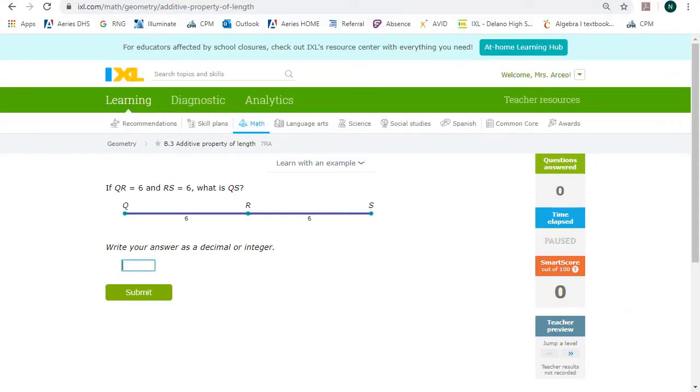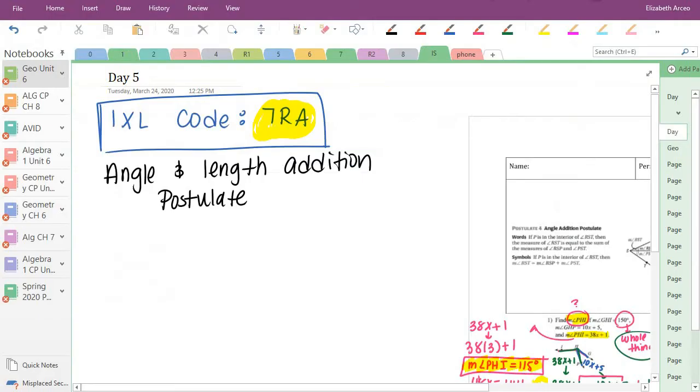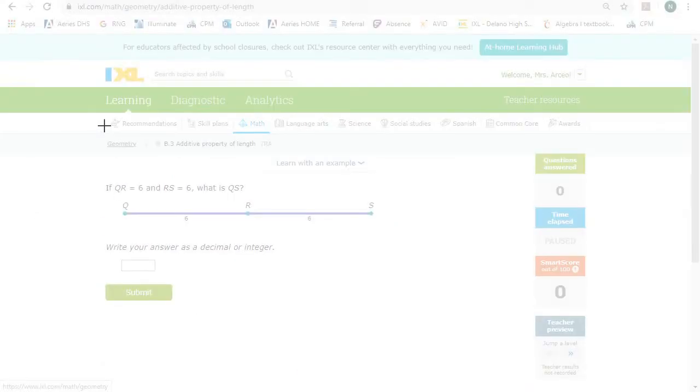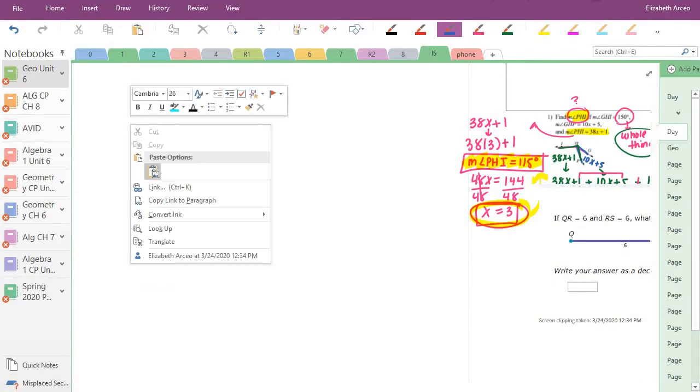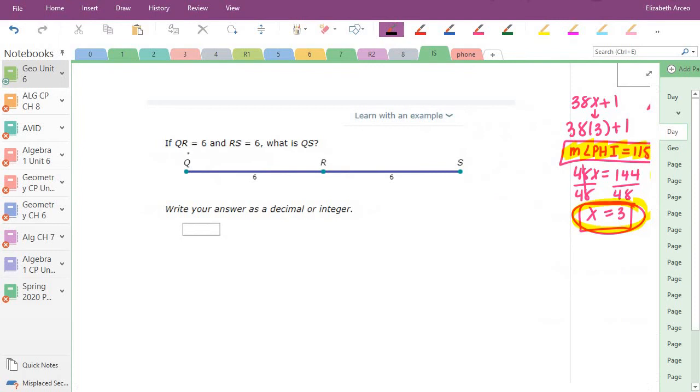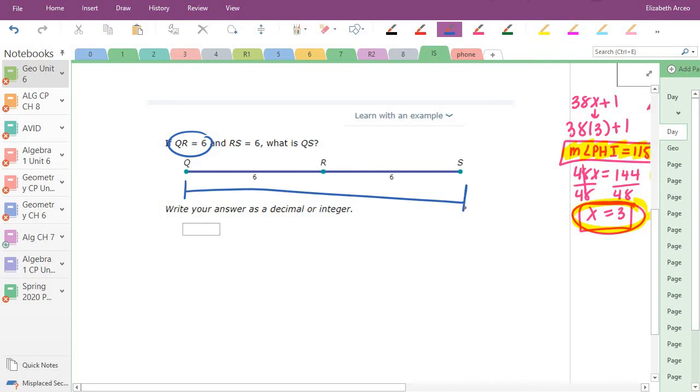Okay, so in this case, let me see if I can. Perfect. Okay, so I'm going to paste that question so I can write it down. Okay, so QR is 6 and RS is 6. So what is QS? Okay, so that's a really easy question. So they want the whole thing. So we know, just like the angle theorem, 2 little pieces give you the whole thing. So we can just add 6 and 6, which is just 12.